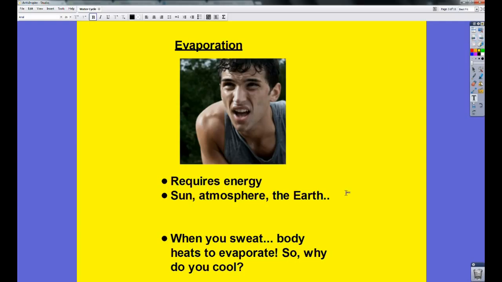So the first one is evaporation. Evaporation, as we've learned in class, you see in warm water, with a puddle evaporating. It requires energy to take place, and that energy could come from the sun, the atmosphere, even movement of the earth. We usually see it with temperature from the sun. But we also see it on our bodies when we sweat. We get sweat and that evaporates off. Our body actually releases heat to evaporate the sweat on our bodies, thus cooling us down.